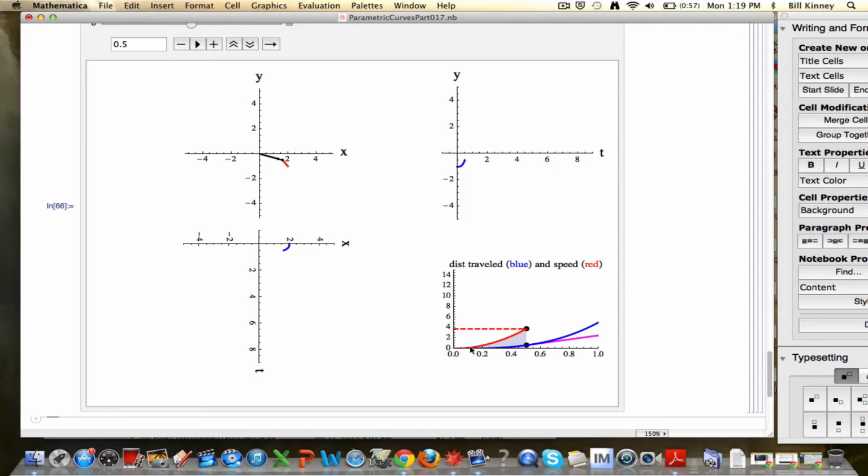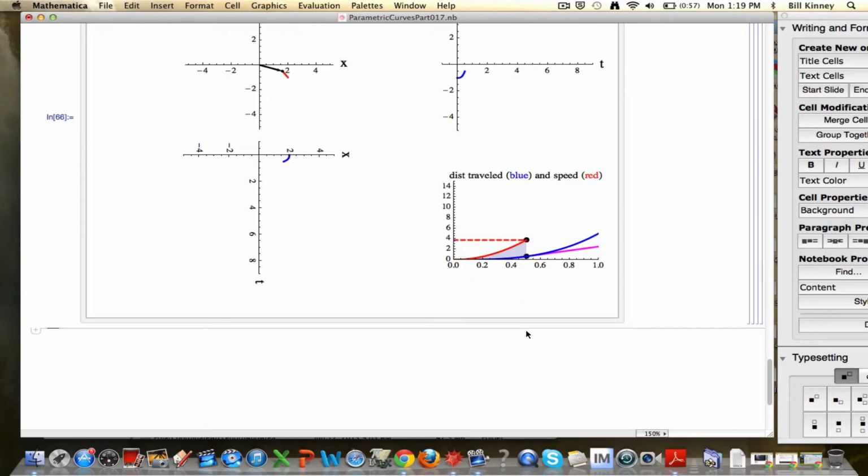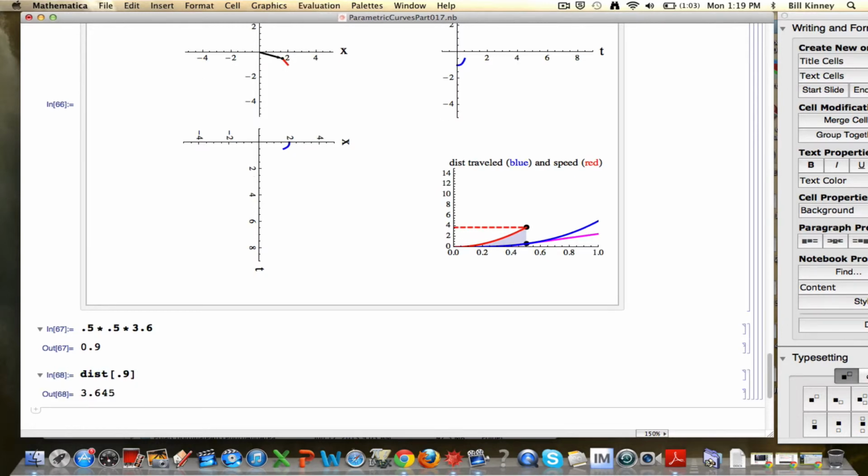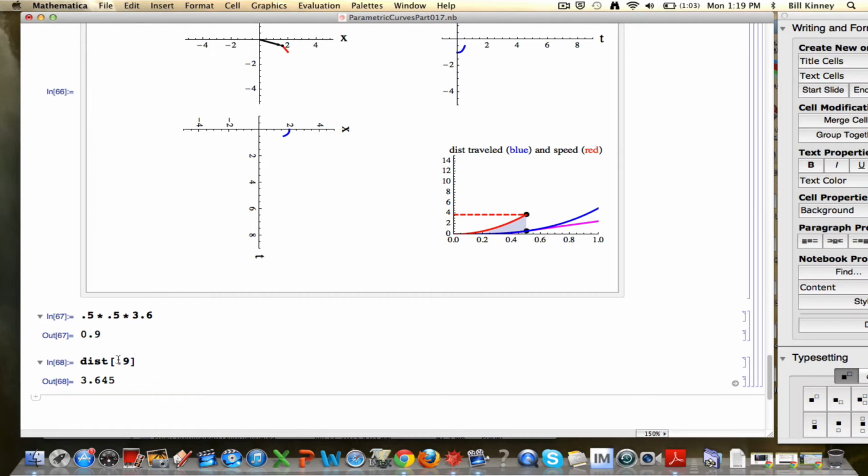If I drew in a triangle here, it would have a base of 0.5 and a height a little less than 4. Looks like maybe 3.6. Multiply that by 1/2, you would get the area of the triangle. 0.5 times 0.5 times 3.6 would be the approximate area of the triangle. Now, of course, this region is smaller than that triangle, so its actual area is going to be less than 0.9, and the value of the distance traveled function is going to be less than 0.9. After typing in 0.5 units of time, yes, it is less than 0.9.